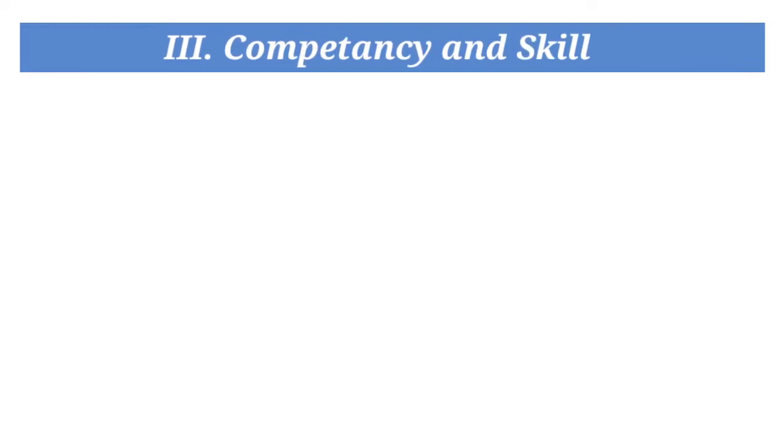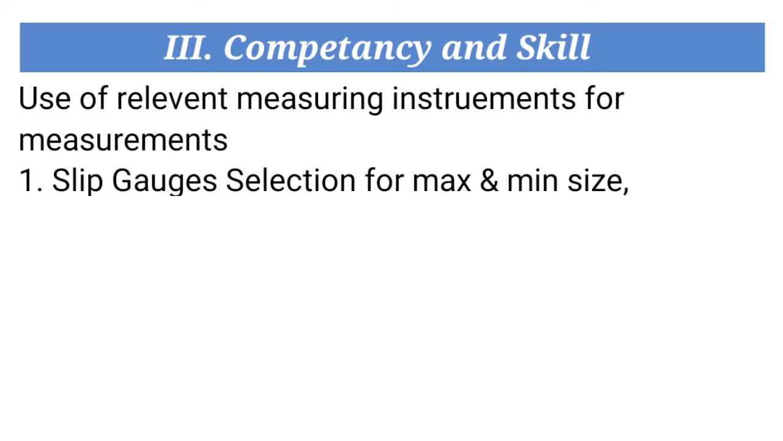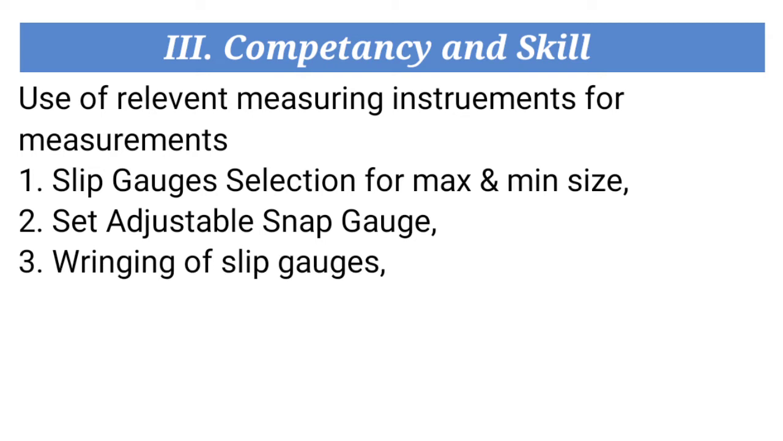The competency and the skills. This practical is expected to develop the following skills for the industry identified competency. Use relevant instruments to measure various parameters of machine components. 1. Select the slip gauges of given dimensions. 2. Set the snap gauges for go and no go as per given dimension. 3. Ring the slip gauges with the proper procedure.